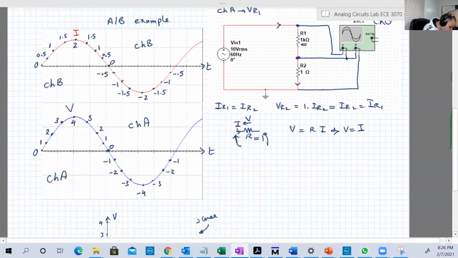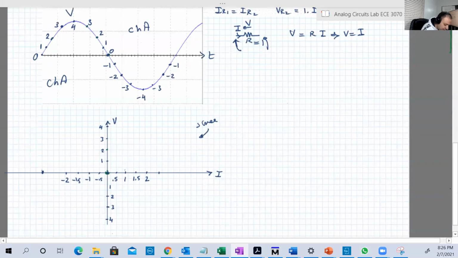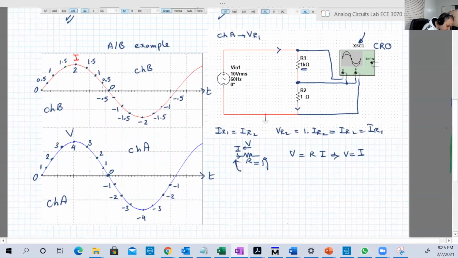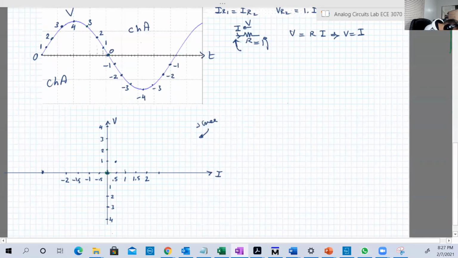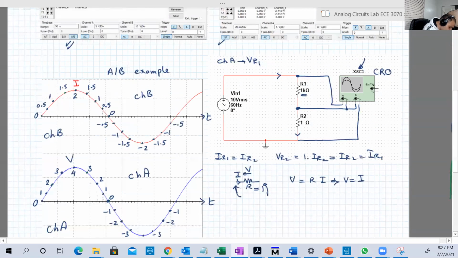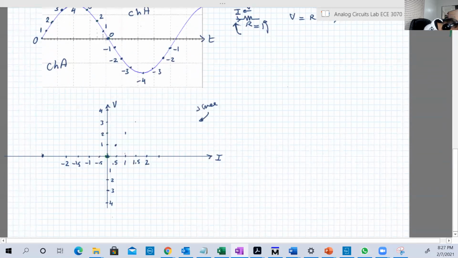Good. Now, let's go a little bit higher. I have the corresponding point at the same time. V is 1. So we have 0.5 and 1, this is the point. Then, when I is 1, at the same time, V is 2. So 1 and 2. Then, when I is 1.5, V is 3. 1.5 and 3.